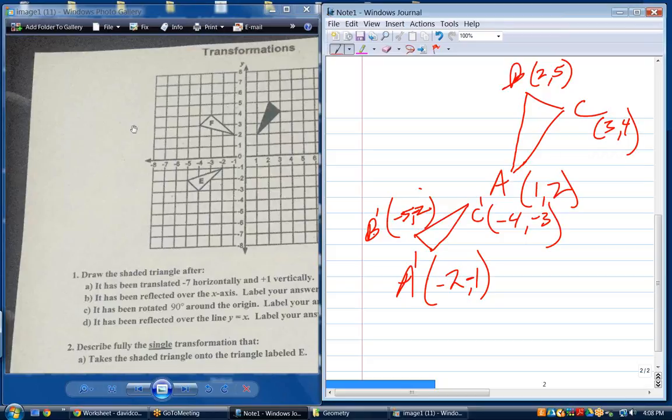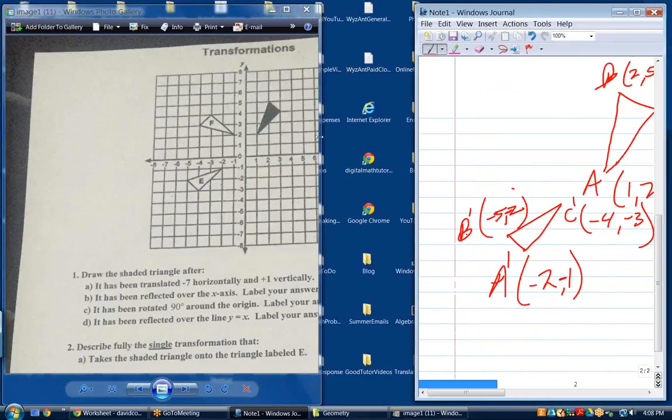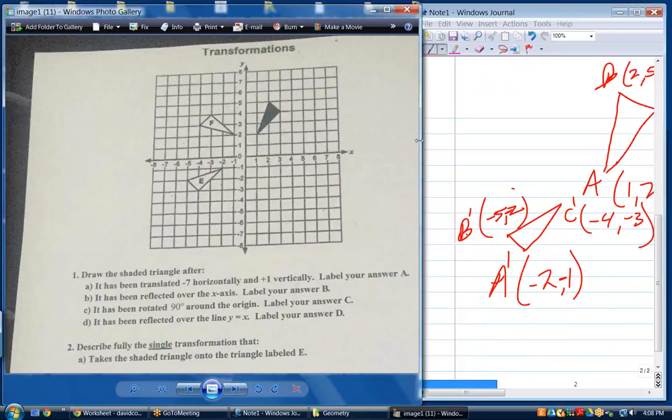That's exactly what E is, a reflection over the line y equal negative x. Now, almost seems to me like that should be the same thing as a reflection over y. No, but it isn't.